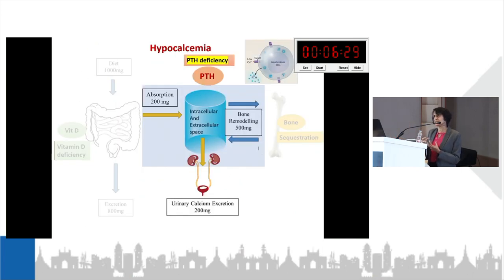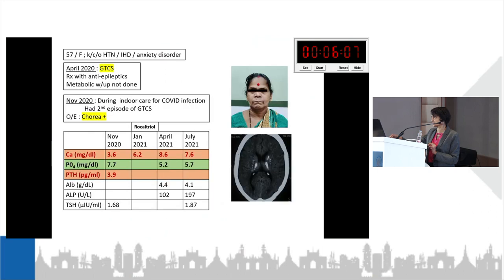Parathyroid hormone related deficiency leads to a complete imbalance, disturbing the absorption of vitamin D, bone remodeling, and bone union, and acting in maintaining extracellular calcium levels, and of course the excretion through the kidney, all the parameters of calcium homeostasis which get disturbed.